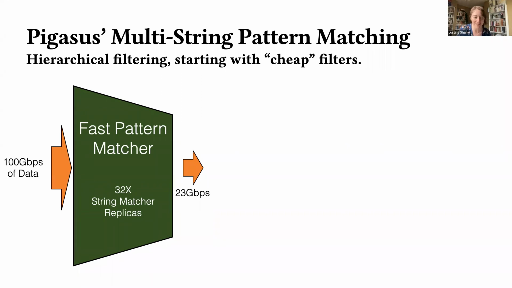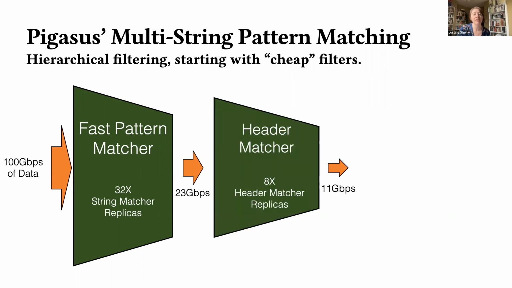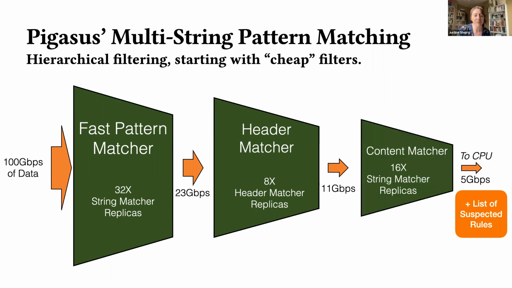So we have lots and lots of small pattern matchers that are just checking one string per signature. In empirical traces, only 23% of packets match any of those single strings. And so we now know that the remaining 77% cannot possibly match any signature. So that 77% is released. And only 23 gigabits per second go on to the next stage, where we check the packet headers. And we do this with 8 parallel replicas.